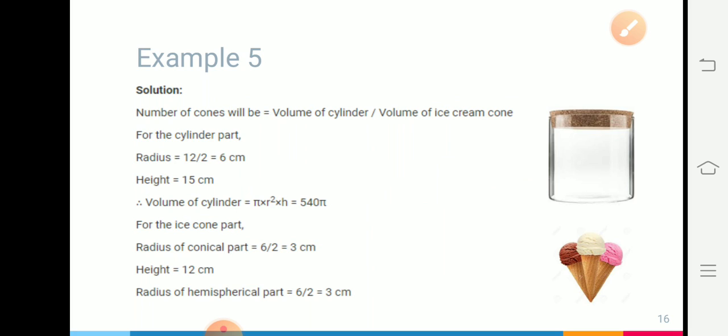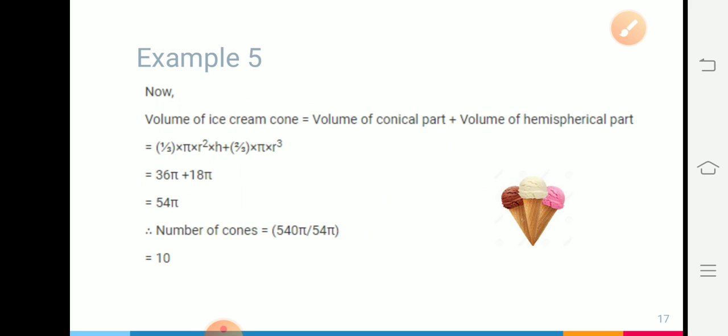Similarly, you take out the volume of the ice cream cone part. Radius is given, height is given. So you take out the volume of the ice cream cone. So once you get the volume of the ice cream cone, which is the cone plus the hemisphere, put the values. You get 36 pi plus 18 pi. So the number of cones will be the volume of cylinder by the volume of the ice cream cone, which is equal to 10.